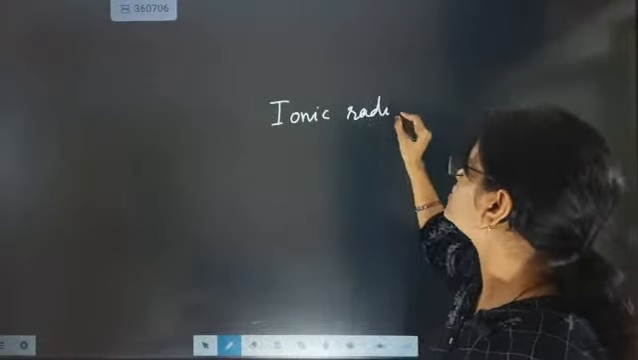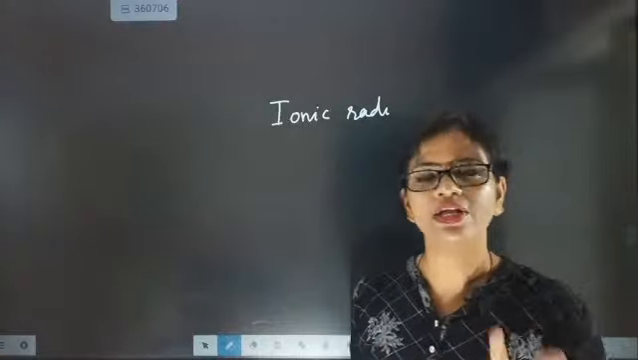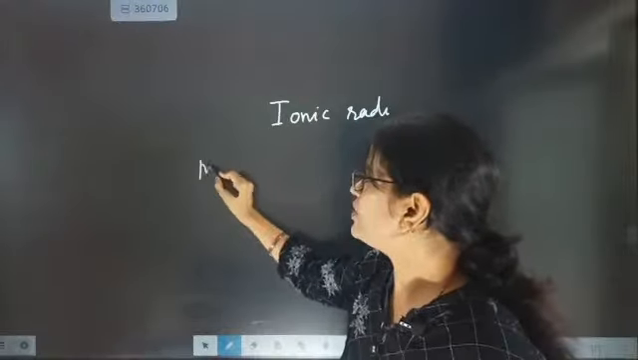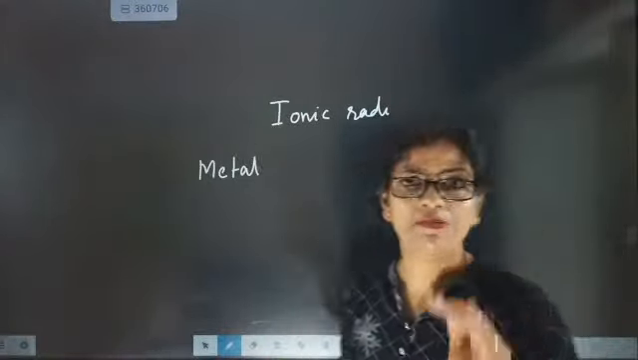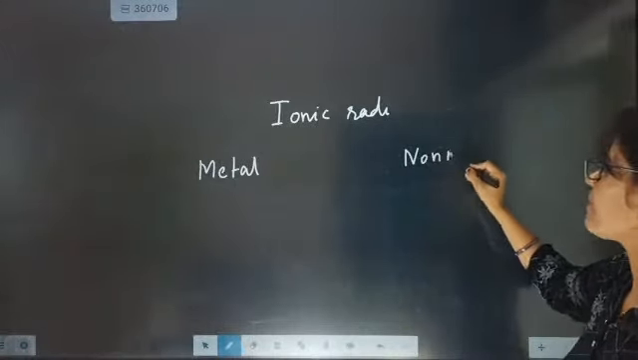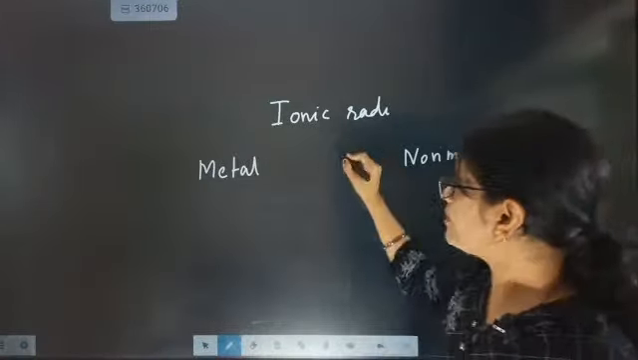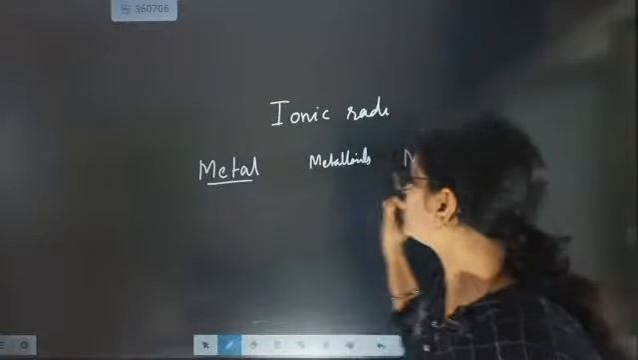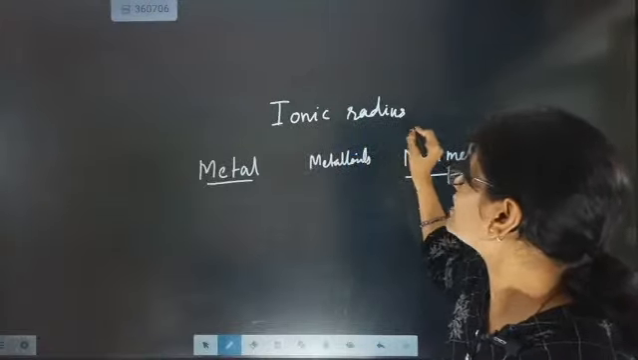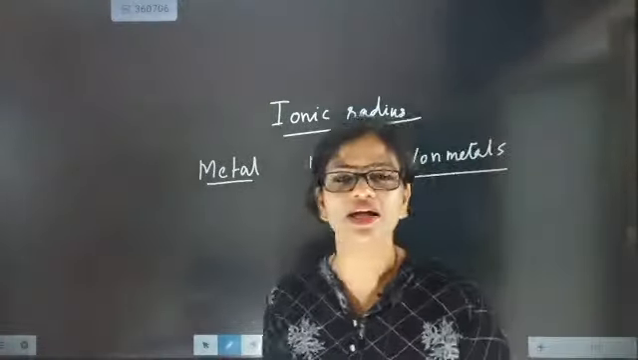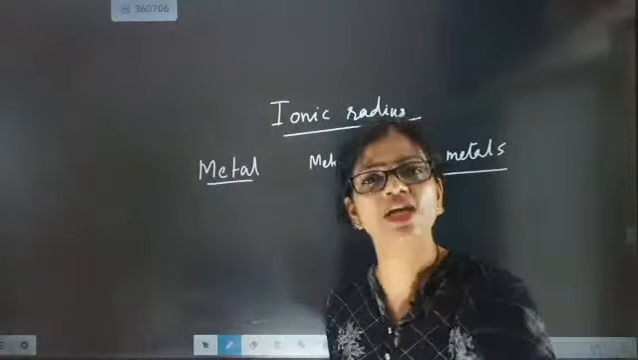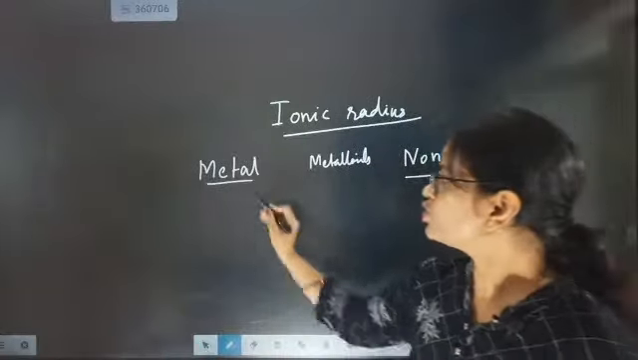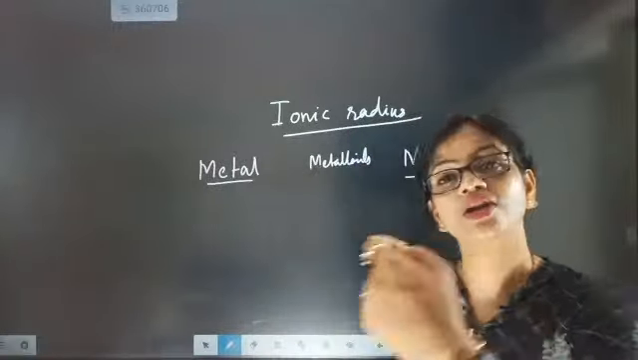Ionic radius means, you know that the elements in the periodic table are very unstable. The periodic table is divided into two families, metals and non-metals, and between them there are metalloids. So between metals and non-metals, what is exactly called ionic radius? Metals always want to lose electrons to gain the nearest noble gas configuration. To do this, they release electrons.